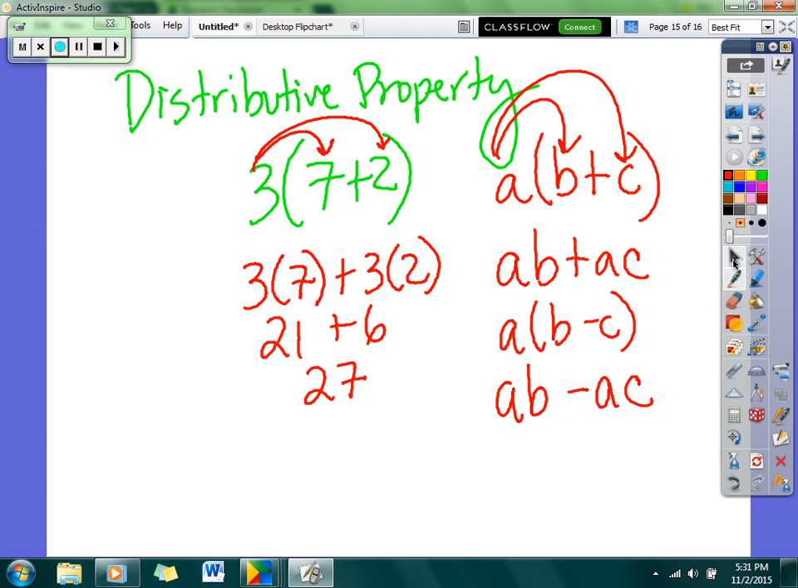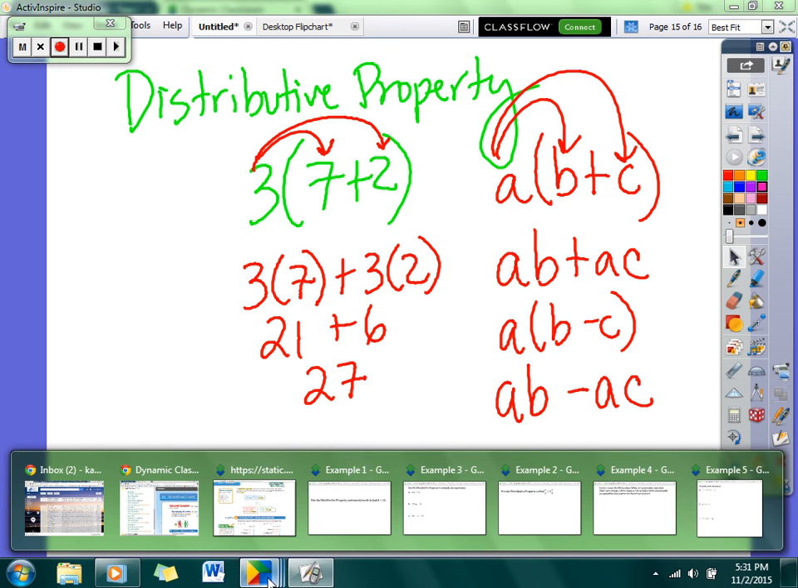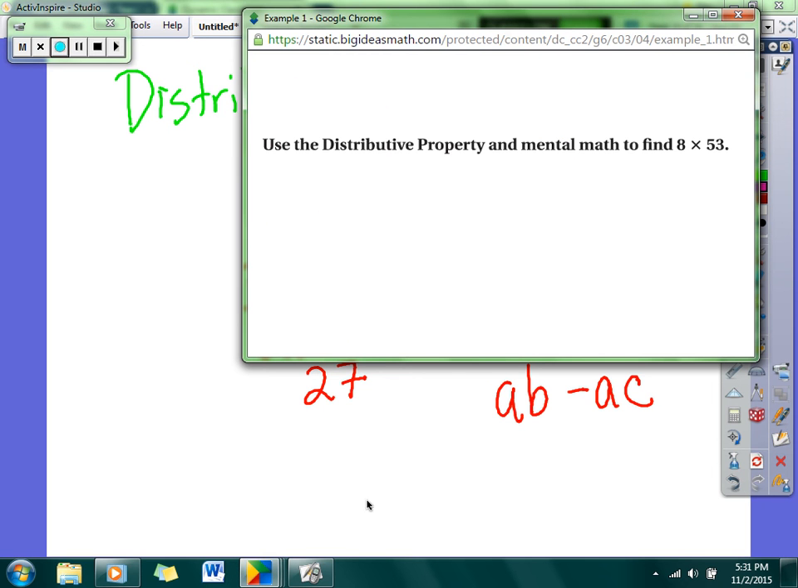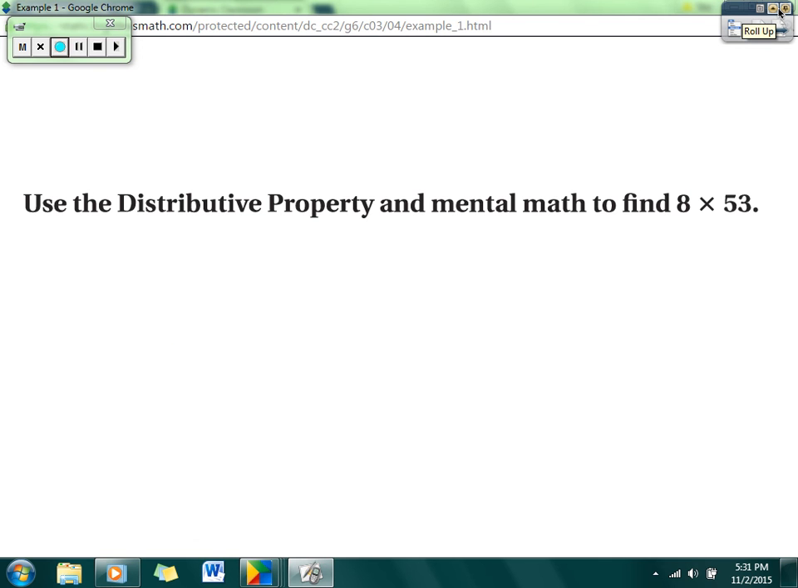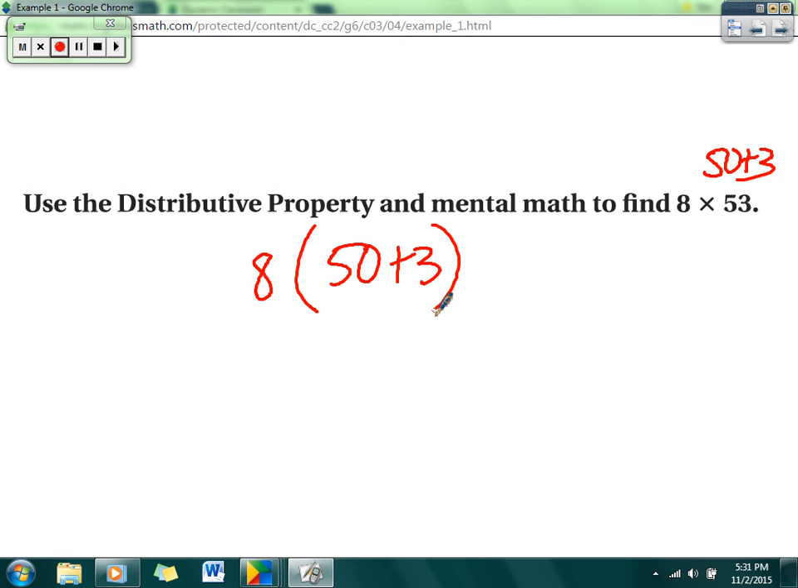Example 1 is a nice use of quick math, to be able to figure out how to use the distributive property to your advantage. So let's take a look. It says use the distributive property to find 8 times 53. Before, you set up the problem, did the math, and got your answer. But if I split up 53 into 50 plus 3, I can do 8 times 50 plus 8 times 3. And all these numbers I can do in my head.